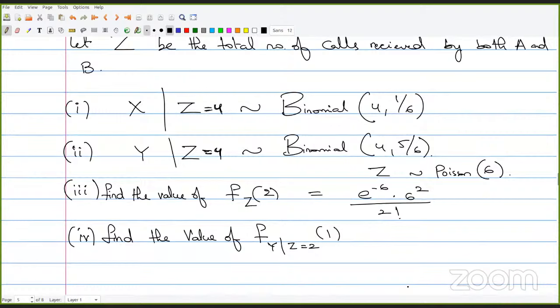Now, what is the value of f of Y given Z equals 2, at 1? That means we are asking the conditional distribution. Given the condition that Z equals 2, what is the probability that Y takes value 1? So f_Y(1) into f_Z(2) divided by f_Z(2). You can go like that, but there is some sort of shortcut.